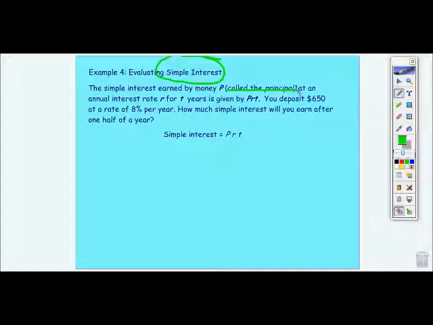So let's look at the information that we have here. We have 650, that's our principal. That's what we put in first. We deposit 650. The rate is 8%. Now we're going to have to do something to that 8% here. And they want to know how much interest we will earn after 1/2 of a year. Okay, so after 1/2 of a year, and we're going to do something special with that as well.